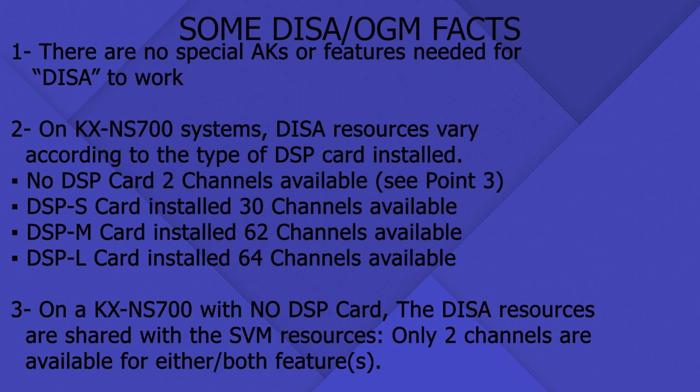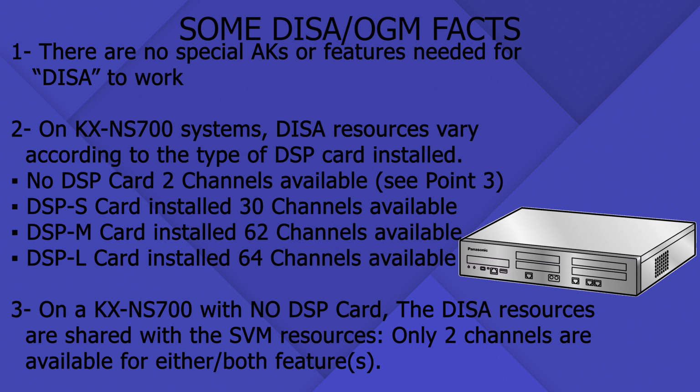Now point number 3, just to recap, an NS700 with no DSP card has two channels. But these two channels are shared with another feature, the simplified voicemail feature. So if the SVM has answered two calls, the DISA card won't be able to take a call. If the SVM has answered one call, the DISA card will be able to answer one call. If the SVM is on no calls, then the DISA has two resources to answer two calls.